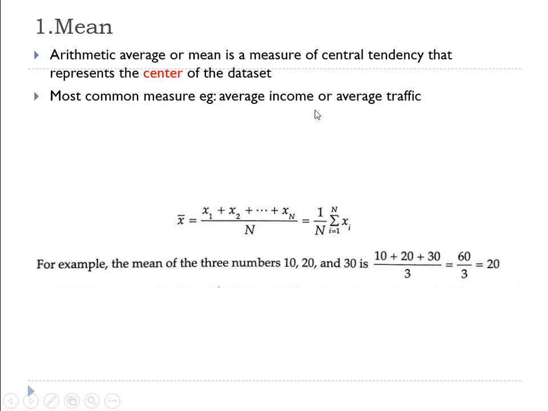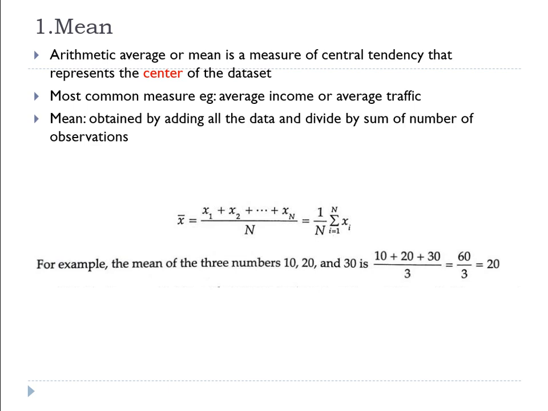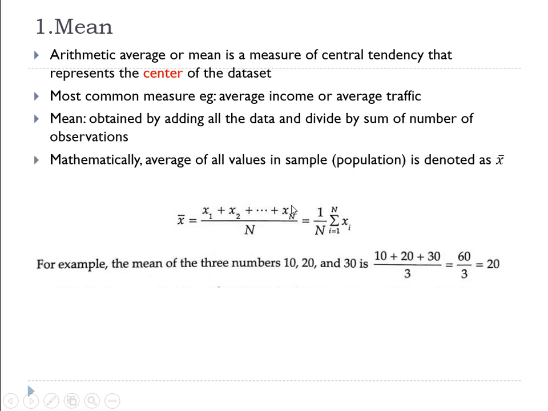The most common measure is average income or average traffic. Suppose you have taken the income of some 1,000 employees. You want to take the mean of that. That would be the average, right? So basically, how do you obtain the mean? You add up all the data and divide by the number of observations. This is a simple formula.